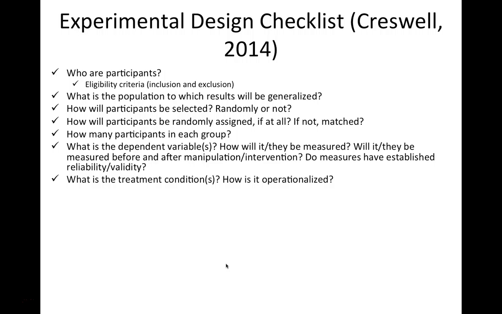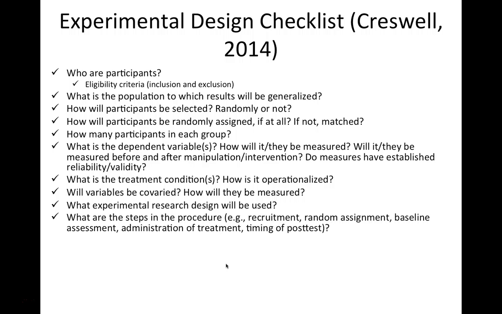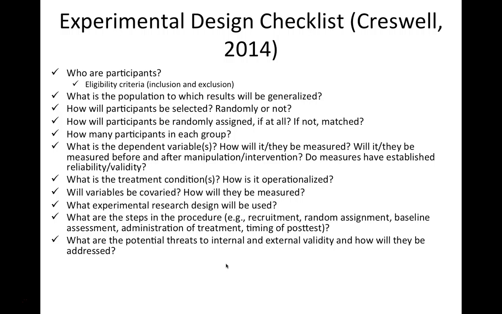And what is your treatment condition? How do we operationalize that? Are there variables that you want to also assess that will covary in analyses? And then which design will you use? How will you go about that? Sort of what are the steps to that procedure? What are these potential threats to internal and external validity, and how will we address them?